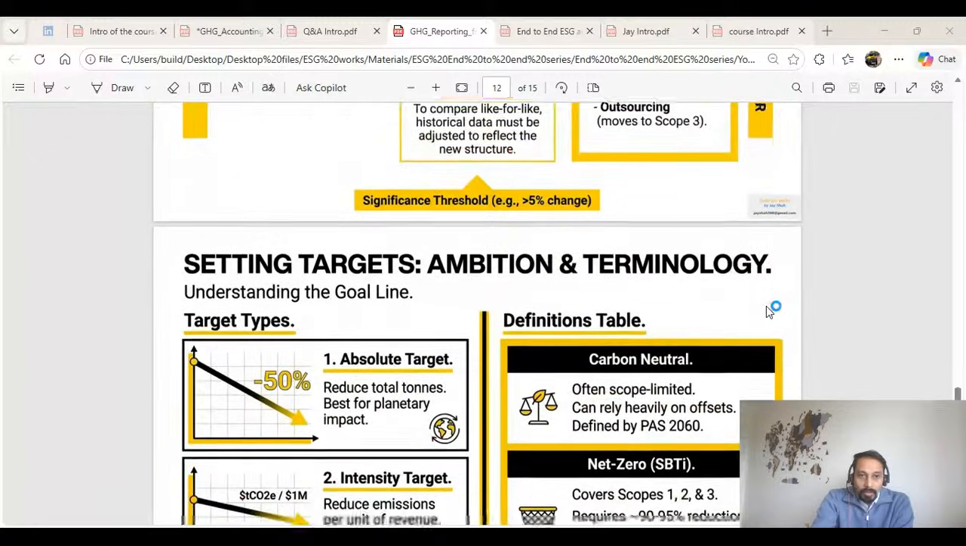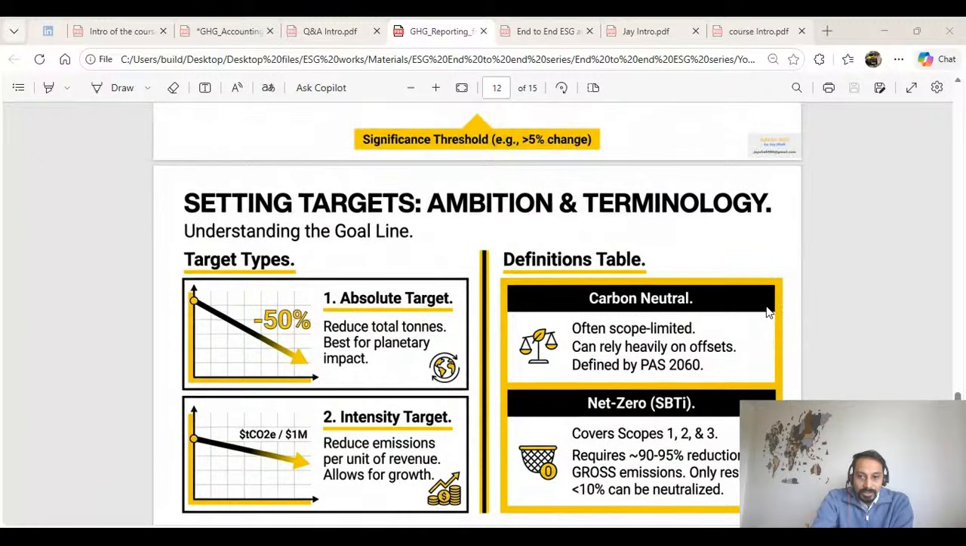Now we will move into setting targets, which is very important. There are two target types. The absolute target reduces the total emissions. You have absolute targets from your company, your government, your country. The second is the intensity target, which reduces emissions per revenue, or per unit of your product or service.